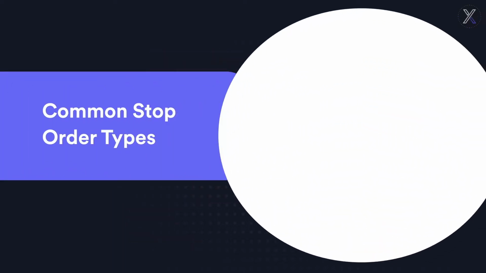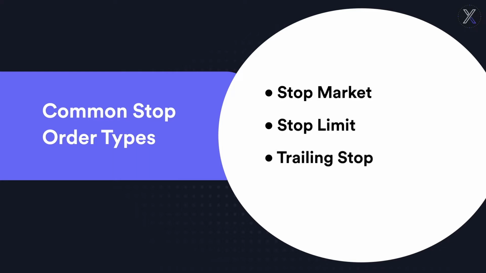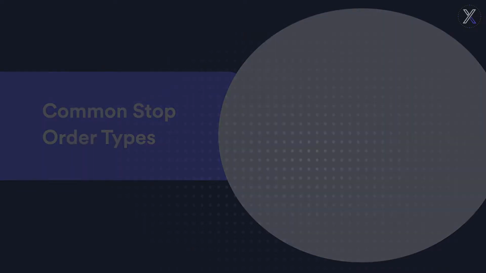As a trader, it's important to understand how the different types of stop orders work to ensure that your stop order executes as you intend. In this video, we'll cover the three most commonly used stop orders: stop market, stop limit, and trailing stop orders. It's worth noting that dYdX also offers take profit limit and take profit market order types. These will be covered in the next video.